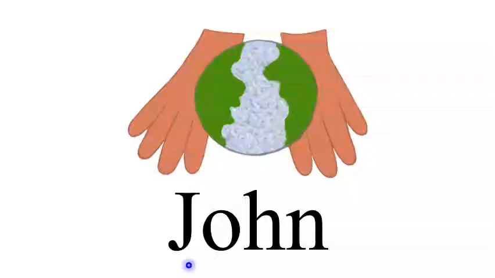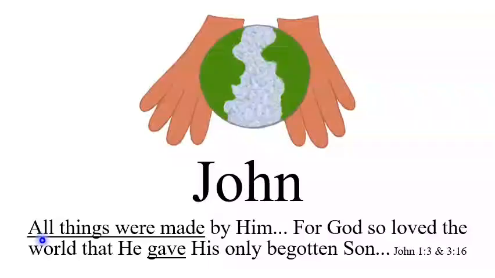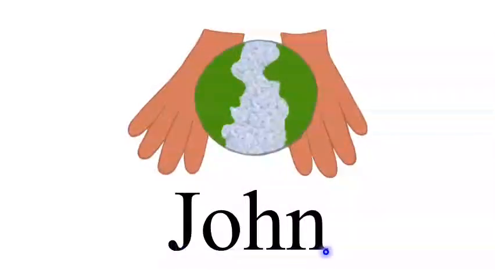The icon for John is God's hands holding the world, because it says in the Bible, "All things were made by him." For God so loved the world that he gave his only begotten Son. John is the fourth of the four Gospels and portrays Jesus as God. So hands making the world is used for the icon of John.